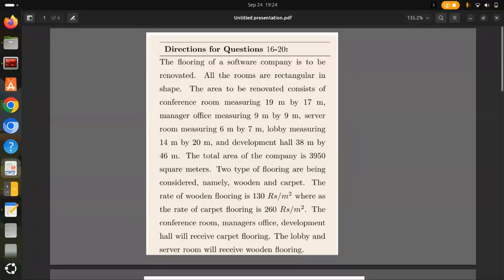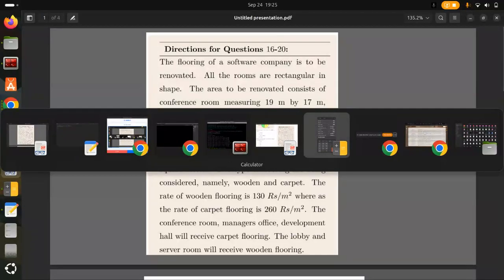So all the rooms are rectangular in shape. The area to be renovated consists of a conference room, a manager's office, and so on. So I think some different rooms are there. There's a conference room, manager's office, server room, and a lobby. Okay, so let's see. I'll just make a note of that. Yeah. So we are now talking about question number 16, which is the first question basically. But before that, let's make the list.